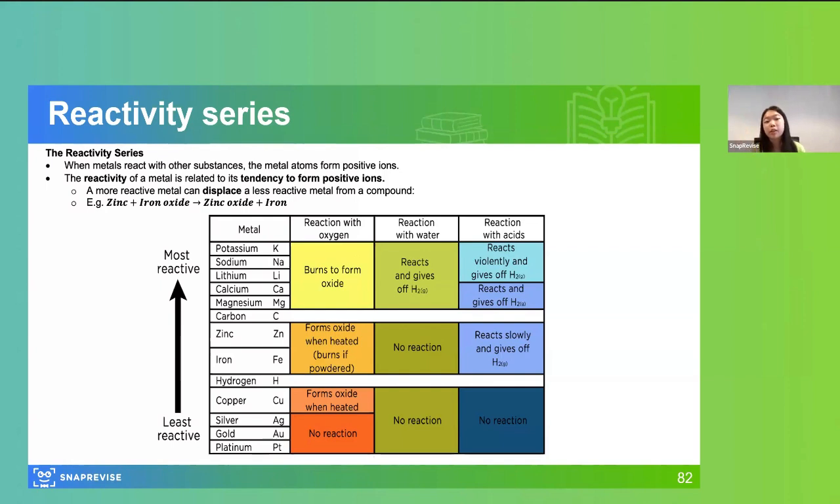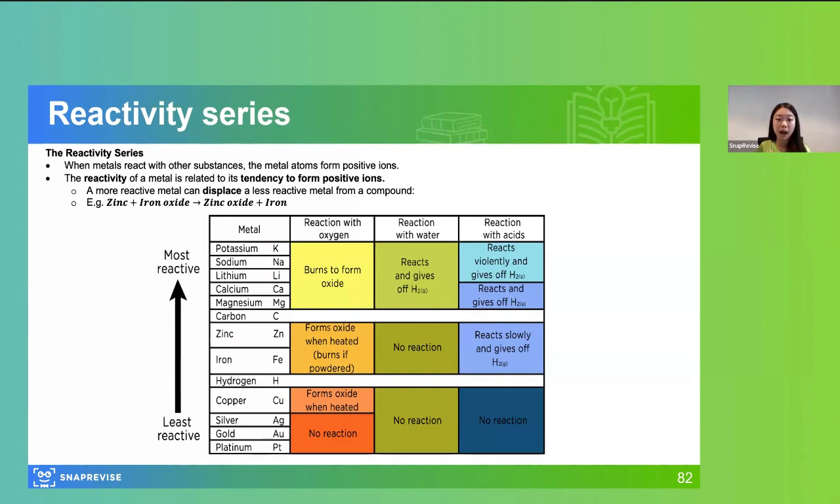So sometimes when they're asking you questions, there's something you need to extract, you need to extract this metal. How would you be able to do it? If I want to extract copper, I can use a more reactive metal and displace it to take the actual copper itself. So that's how the reactivity series works.